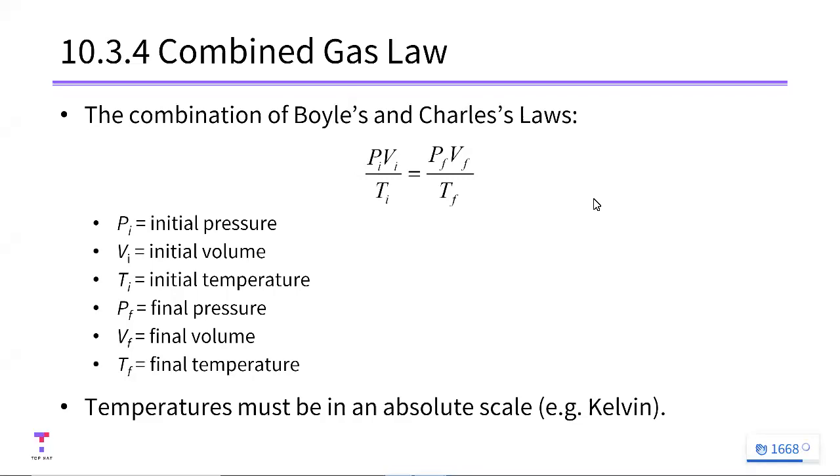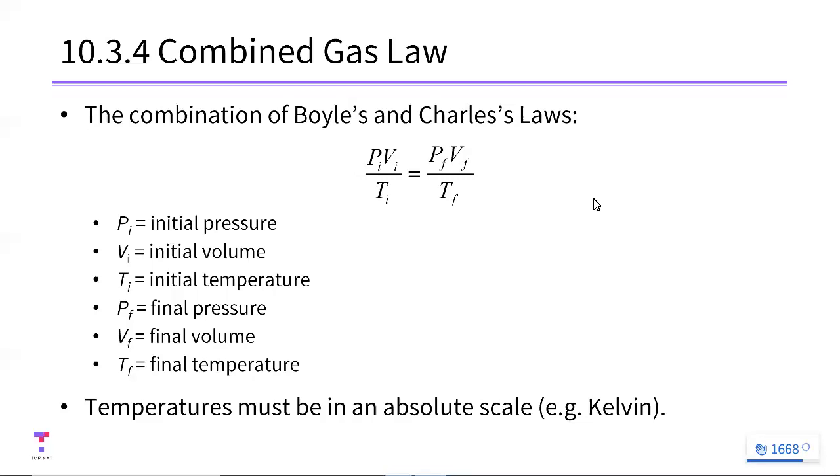But what about scenarios where that is not possible? How do I account for all three of those measured values changing at the same time? And this is where the combined gas law comes in. It's the combination of Boyle and Charles, their two laws together.